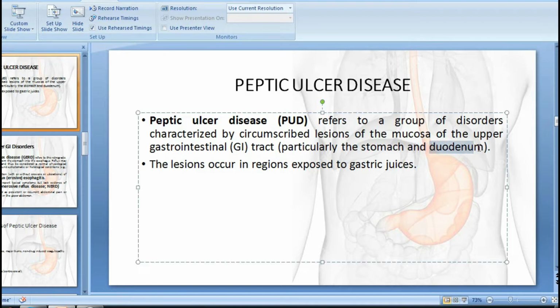Duodenum is the first part of the small intestine, the second one is jejunum, and the third one is ileum. The lesions occur in regions exposed to the gastric juice. That means the lesions occur in regions well exposed to the juice, which is acidic in nature, secreted by some specific cells of the stomach.